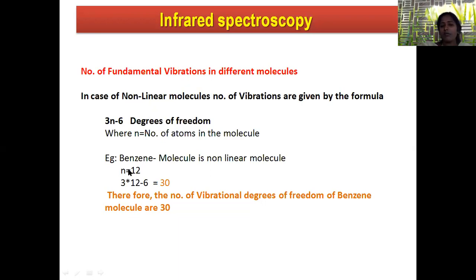When we apply this formula to benzene, benzene contains 12 atoms, 6 carbons and 6 hydrogens. When we apply the formula 3 into 12 minus 6, a total of 30 degrees of vibration are present. Okay. For this benzene molecule, 30 degrees of freedom are available. Therefore, the number of vibrational degrees of freedom of benzene is 30. This is an important formula for calculating the number of fundamental vibrations present in the given molecule.